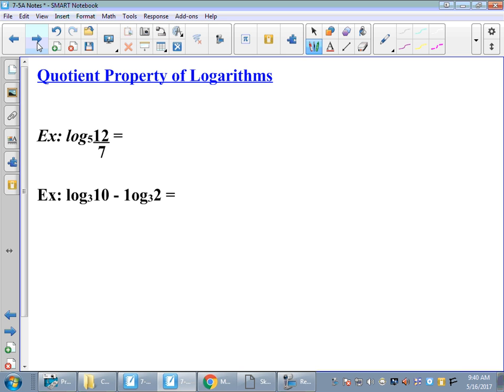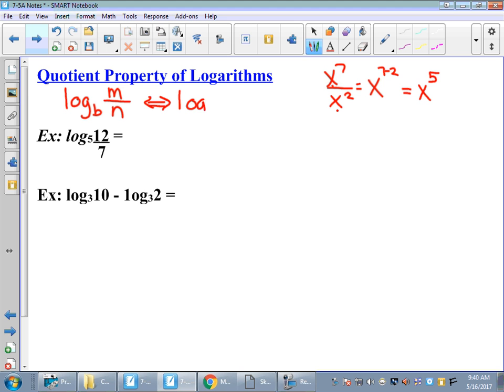The quotient property, if you recall, back when we did powers, when you divided, and as long as you had a common base, you would simply subtract the exponents. And so this would be x to the 5th. So same thing's going to happen here. The quotient property says if you have log base b of m over n, this equals, and we can do a double arrow, log base b of m take away log base b of n. It's always top minus bottom.